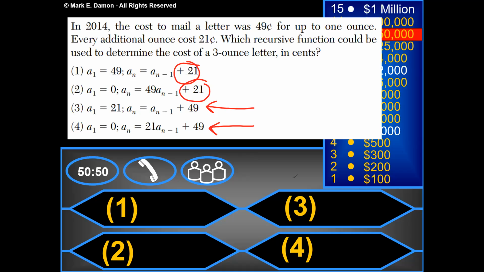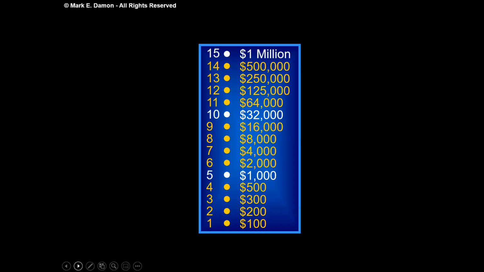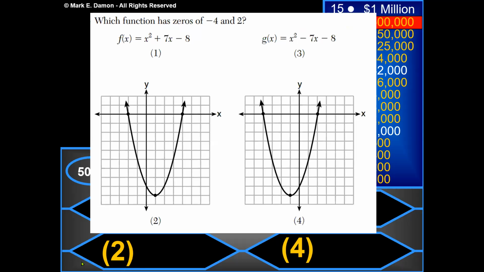Okay, let me clear my annotation. We're on to our last 2 questions. All right, here we go. $500,000. All right, you guys got this one. You got this.